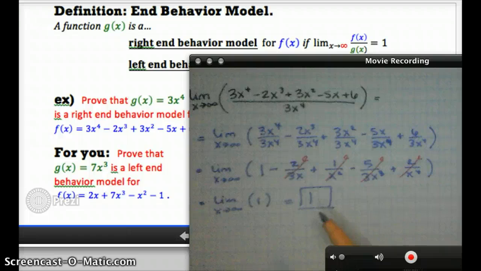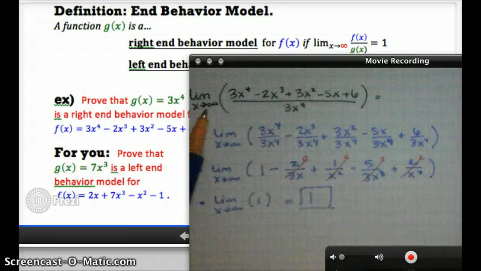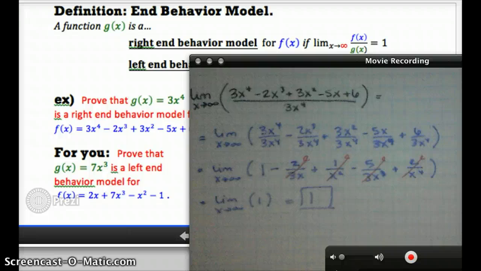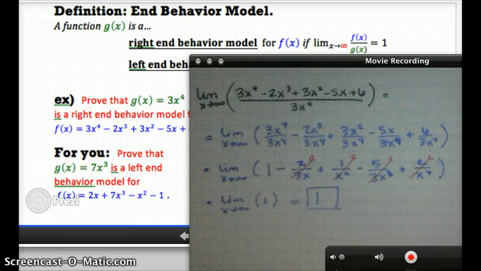If you want to do a left-hand behavior model, you would use the same process, but you would take the limit as x goes to negative infinity. In fact, you're going to do that right now. Pause the video and solve the one that's for you.